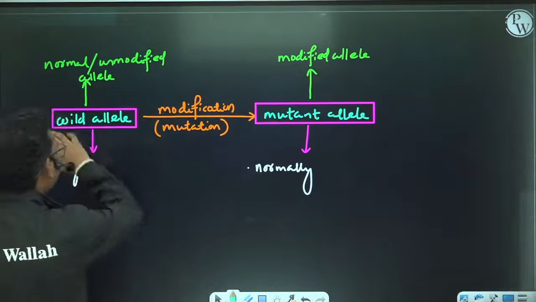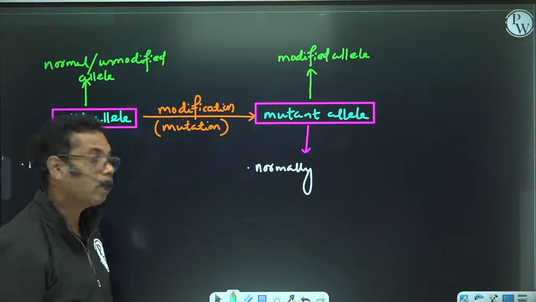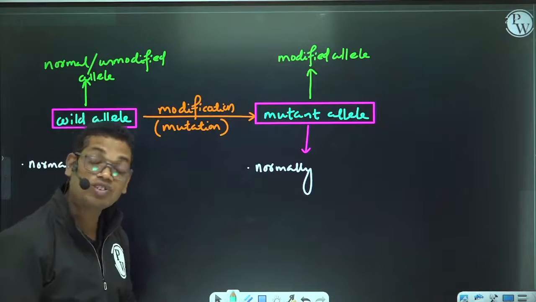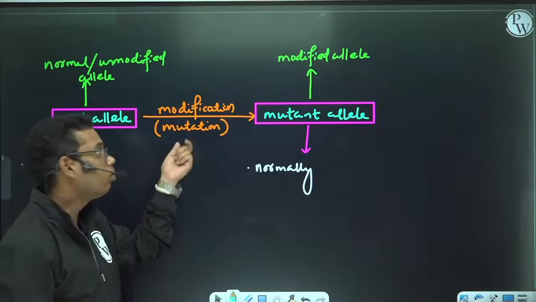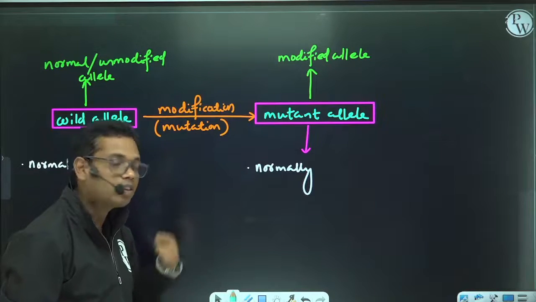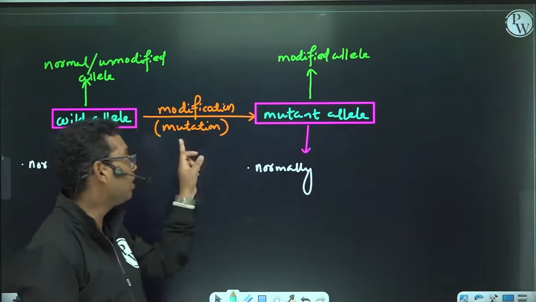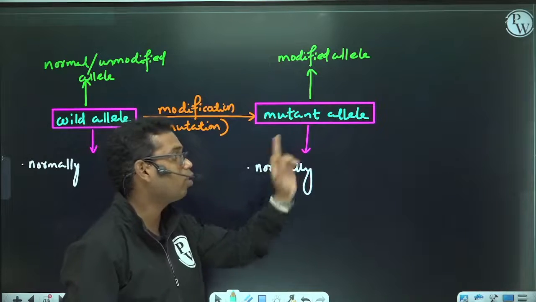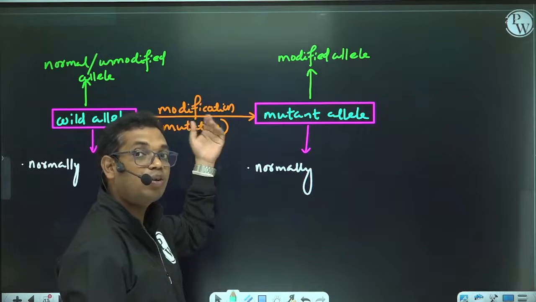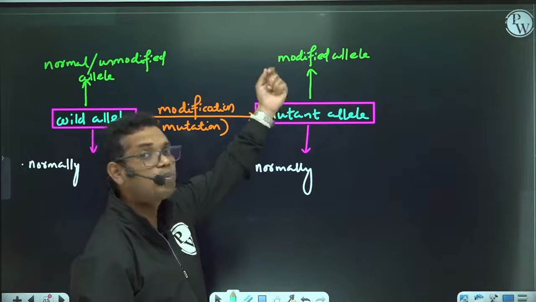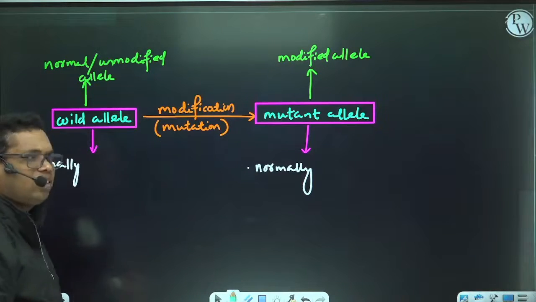Okay, so this is a wild allele, and this wild allele underwent modification. The modification is nothing but change, and change is called mutation. So what happened in the gene is that modification or mutation took place, and because of mutation a new allele is formed. Because this allele is formed due to change, that is, due to mutation, it will be called a mutant allele. Because mutation is nothing but change or modification, this mutant allele will be called a modified allele, and this wild allele will be called a normal or unmodified allele.